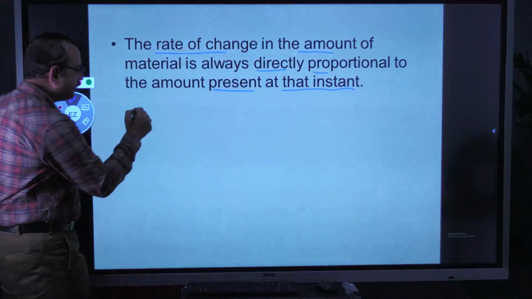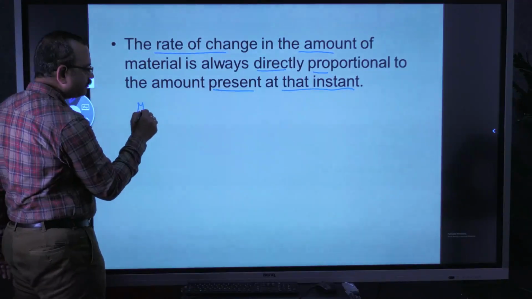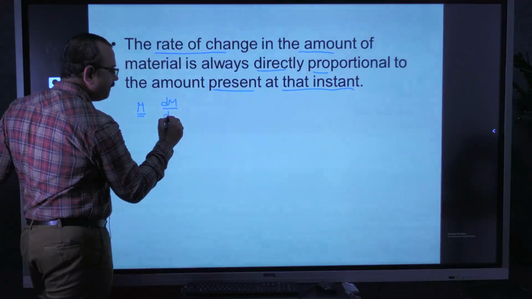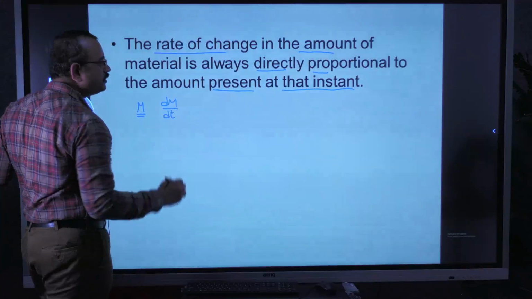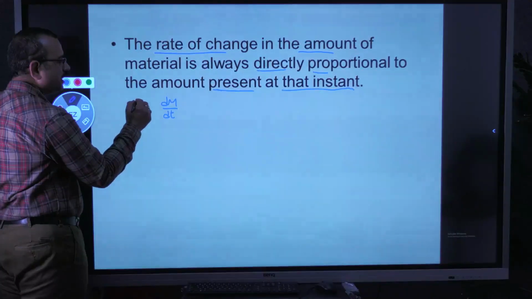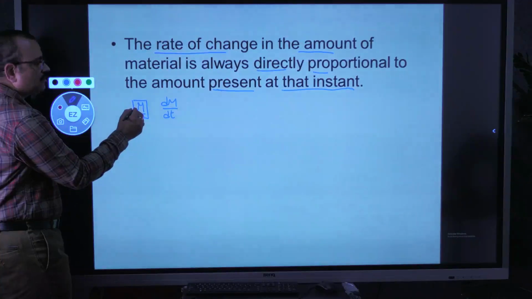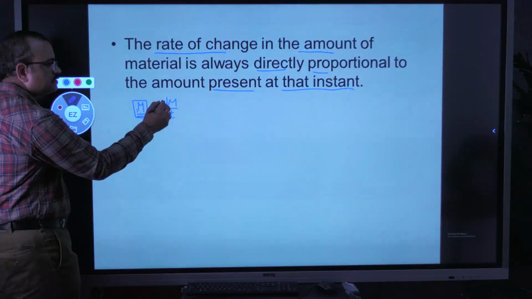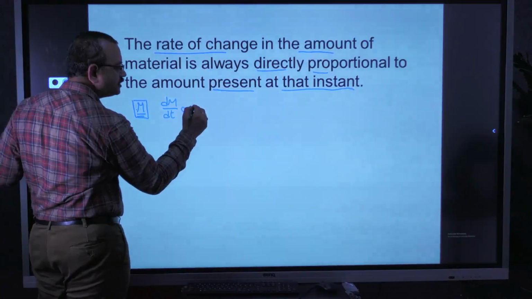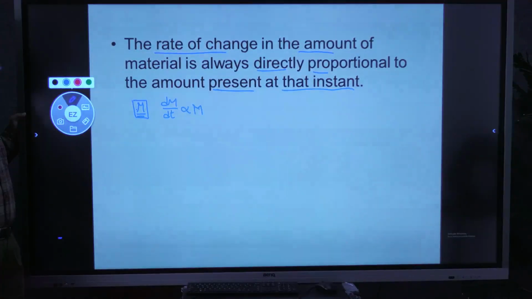Suppose m represents the amount of material, then the rate of change in m is represented by dm by dt. Now we will see what the differential equation governing this is. Once again, if m represents the amount of material, then the rate of change, dm by dt, is always directly proportional to the amount present at that instant. In the sense, dm by dt is proportional to m.